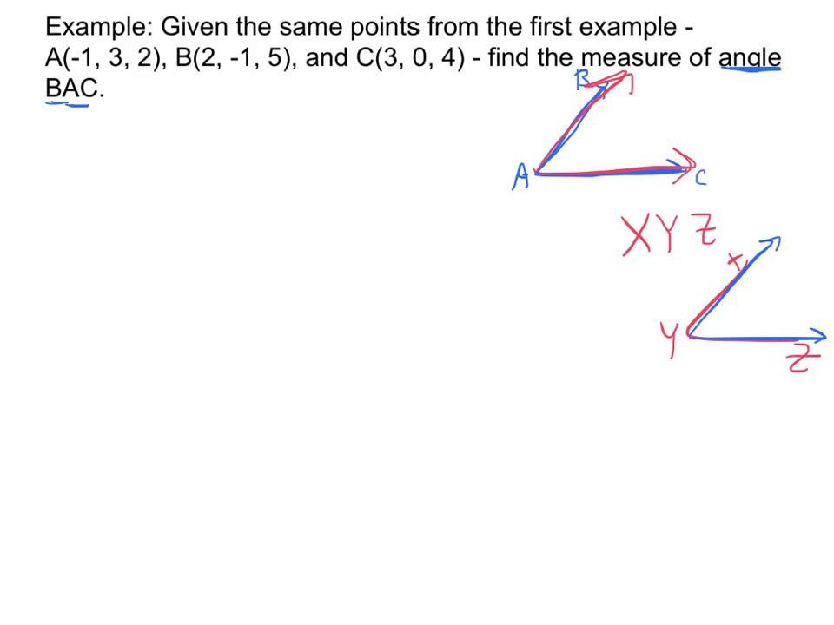Coming back to our problem, if they want us to find BAC, we need to have vectors AB and AC. If only we knew what those vectors were. But we do. We did that in the earlier problem.